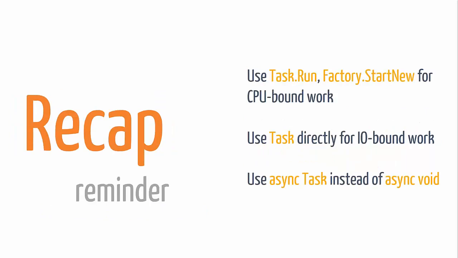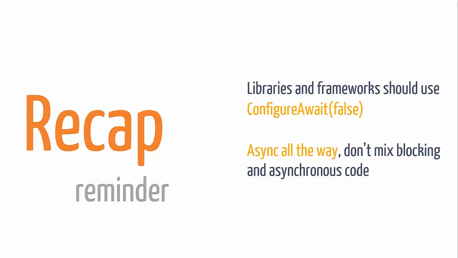So let's do a brief recap. Use Task.Run or Task.Factory.StartNew for CPU-bound work. Use tasks directly for I/O-bound work, and use async Task instead of async void in your code. Libraries and frameworks should be using ConfigureAwait false for each and every await statement. And please try to make sure that you're async all the way and you don't mix blocking with asynchronous code, because the consequence could be, depending on how it is used, that the code is going to deadlock.